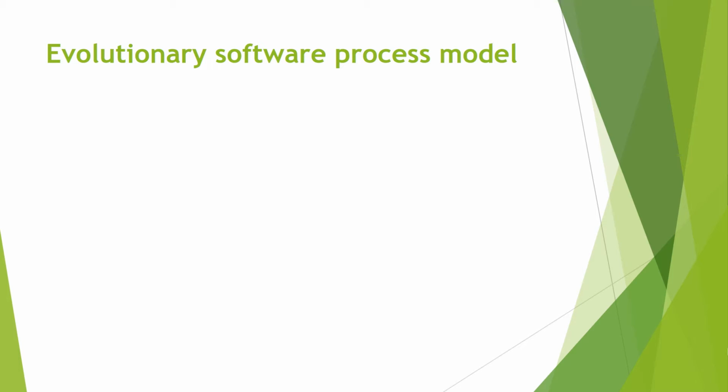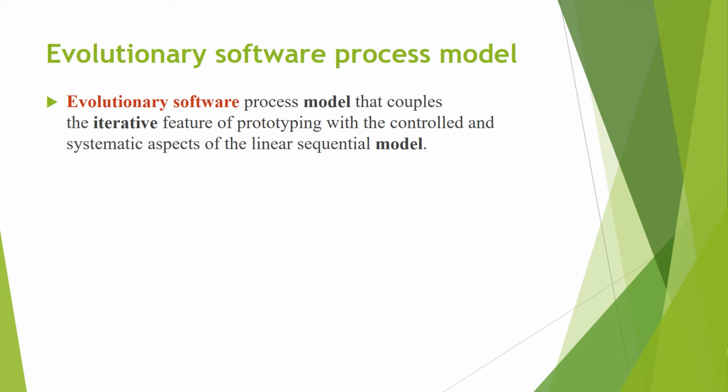Let us start with the evolutionary software process model. Basically, the evolutionary software process model couples the iterative feature of prototyping with the controlled and systematic aspect of the linear sequential model. There have been a lot of improvements in the process of software development over a period of time. Today, due to new technologies, business rules, and product requirements, the software development process has also improved. When the development process proceeds, product requirements often change.